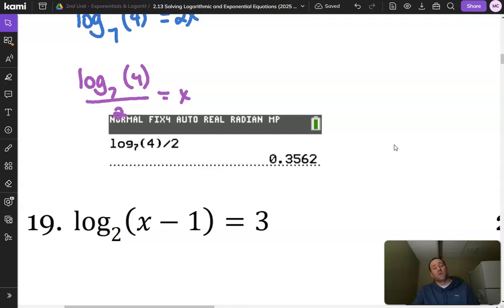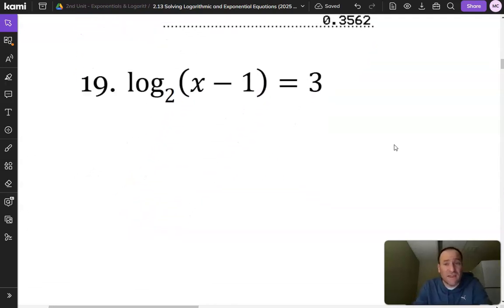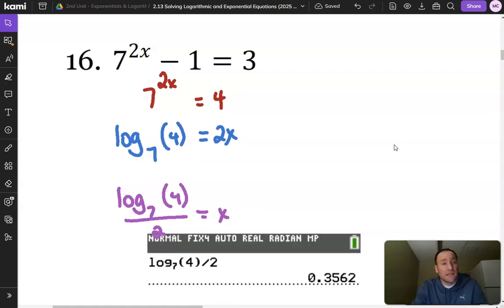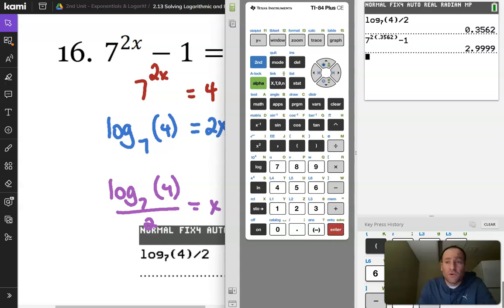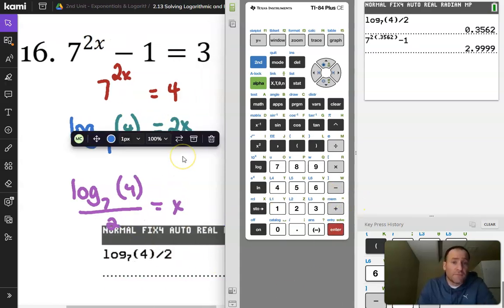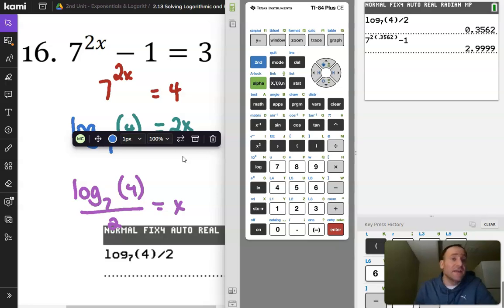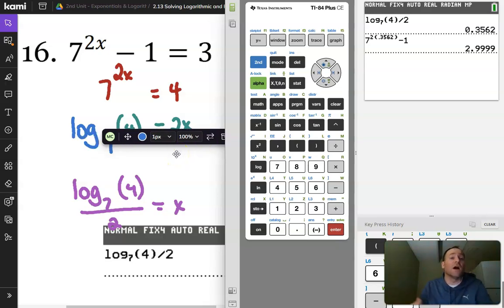for consistency purposes. Let's do number 19 since we can see that. Oh, by the way, sorry. Let us actually check. This is definitely going to work out. Okay, 7 raised to the 2 times 0.3562 minus 1. When I hit enter here, I'm hoping that it equals 3. Okay, and notice it equals 2.9999, which is obviously fine. Since I rounded the exact value in purple, we should expect to see something that's a good approximation or really close to what it's supposed to equal.